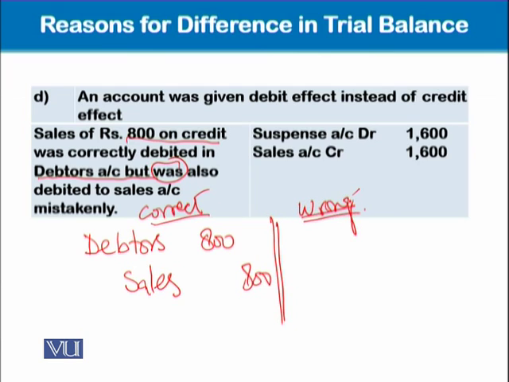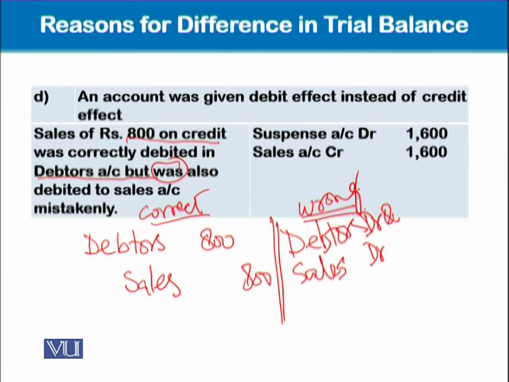What wrong did we do? We correctly debited our debtors account, and at the same time we gave debit to the sales account. Both are being debited with 800. This is the wrong we did. Okay, so how to rectify this?